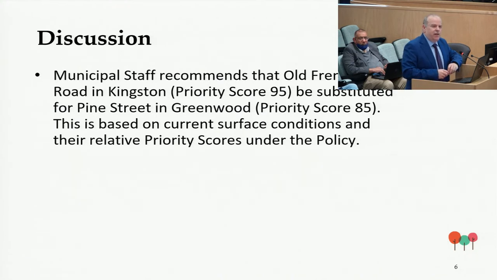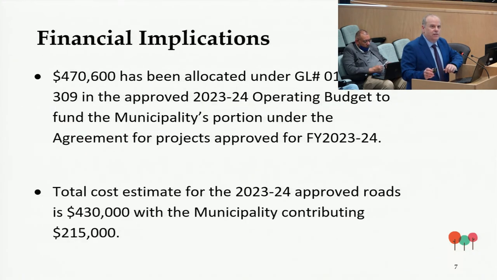I mentioned a second ago that municipal staff go out between your November approval and after receiving the minister's approval each year, and they do a quick visual inspection. The recommendation in front of you this evening is that Old French Road in Kingston, priority score 95, be substituted for Pine Tree Road in Greenwood. This is based on current surface conditions and their relative priority scores under the policy.